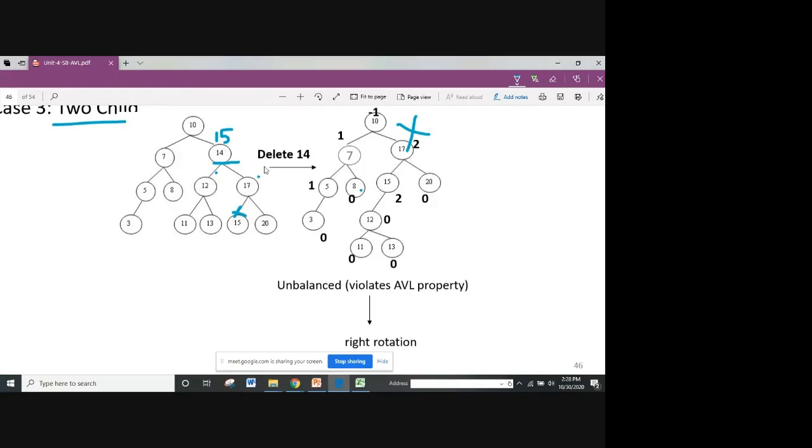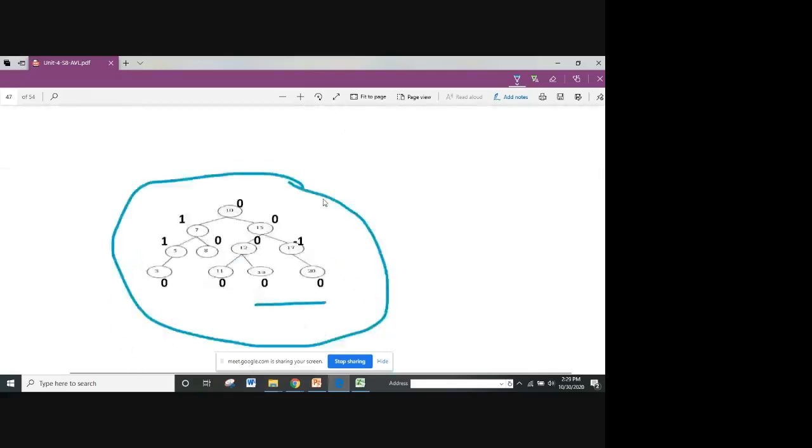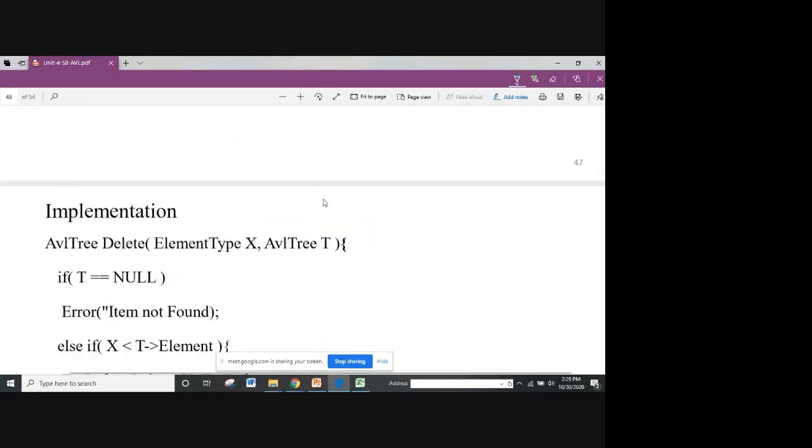So this is the one, but the actual procedure is: delete it, replace it with the smallest or the largest one from either side, and then check the balance factor. Then if it is violated, just give a left or right rotation and make it balanced. That is the procedure for your AVL deletion.